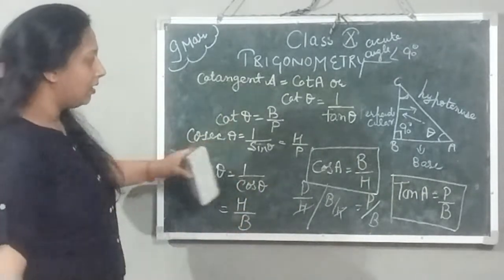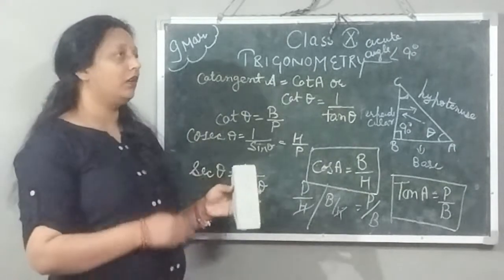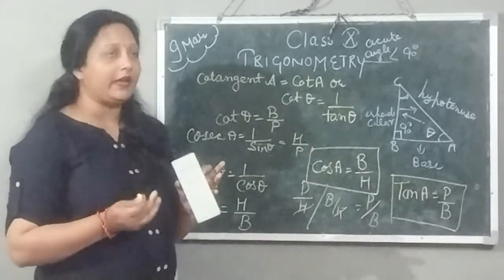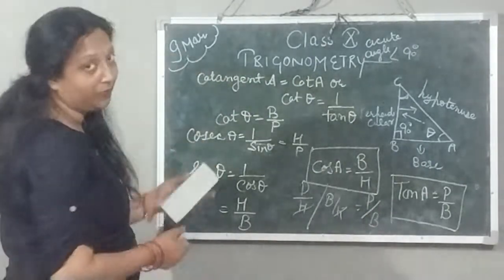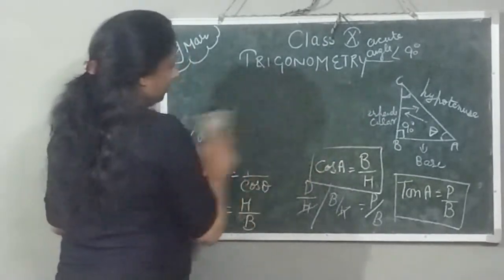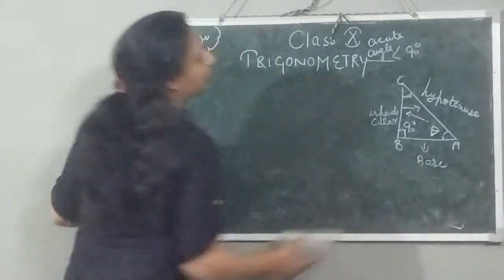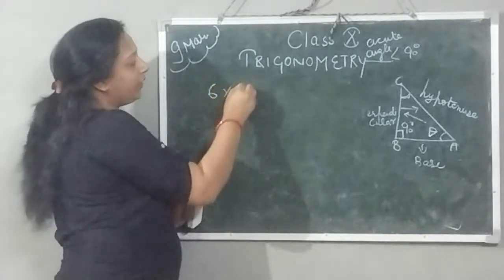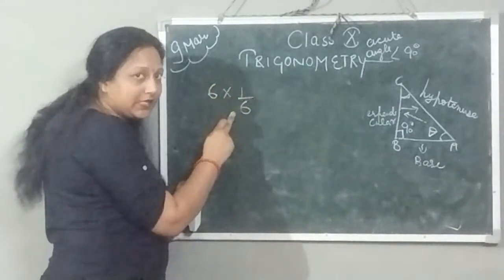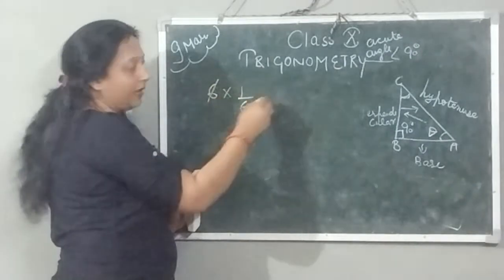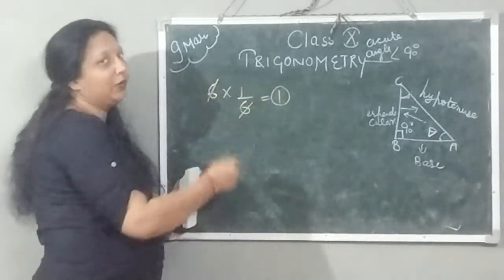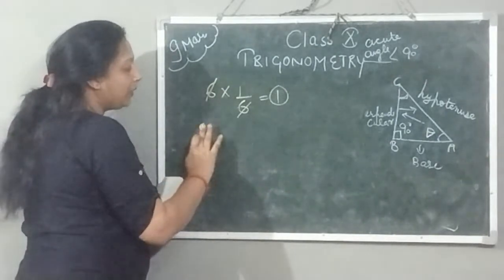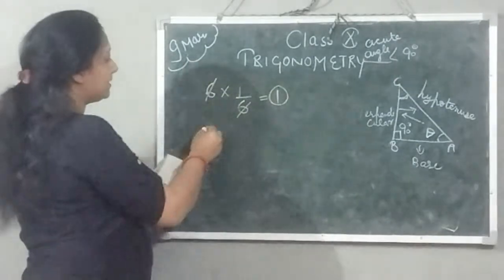Okay, with these 6 concepts, I am going to give you one hint. If I multiply anything with its reciprocal, what do I get? I am going to rub this because I need space. If I have a number 6, its reciprocal is 1 upon 6. If I multiply both of them, what do I get? 1.